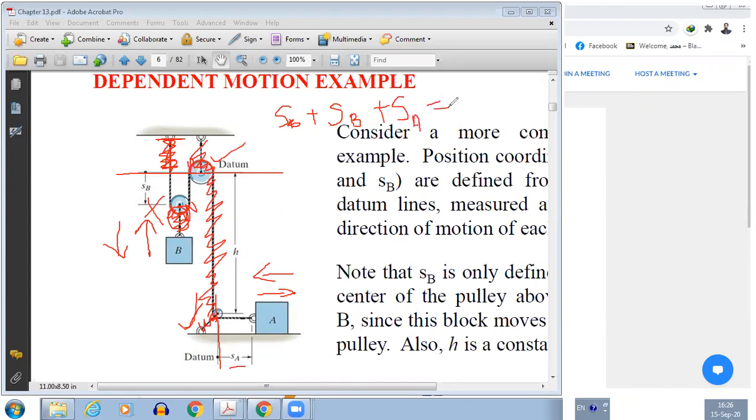This is the length of the rope, differentiated with respect to time. So what we will get? We will get 2VB plus VA equals 0. So I made the equation for the rope, ignored the constants, and then differentiated to get this equation. This step, is it clear or not?